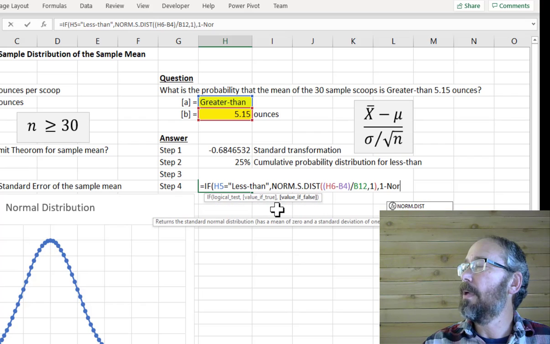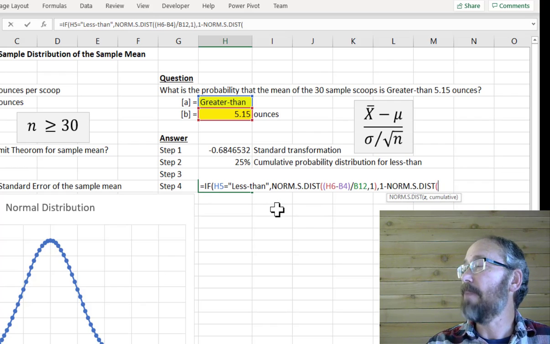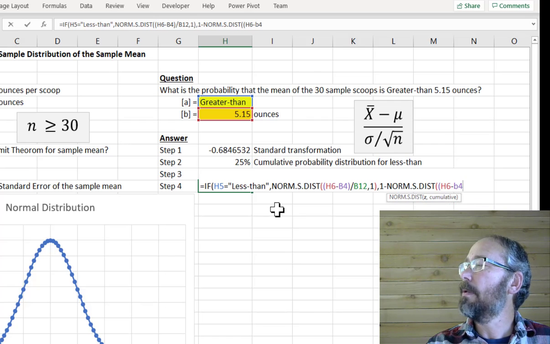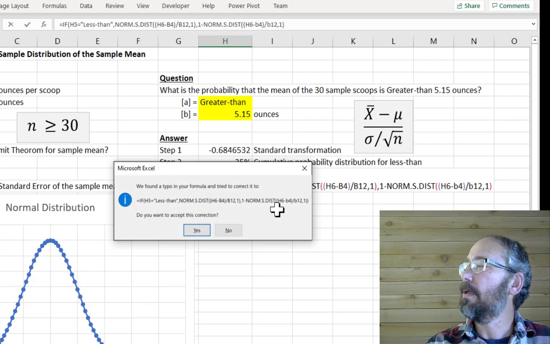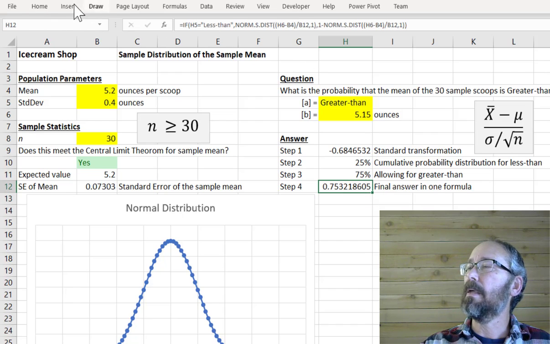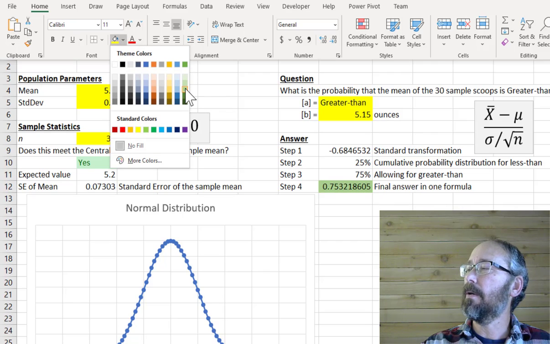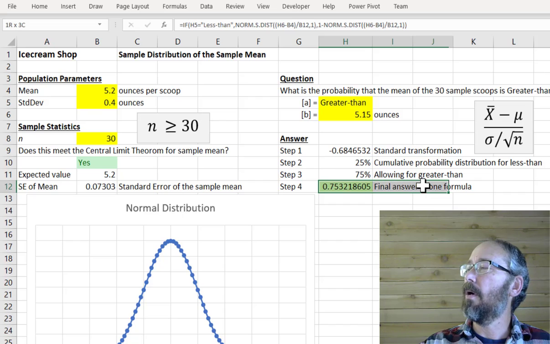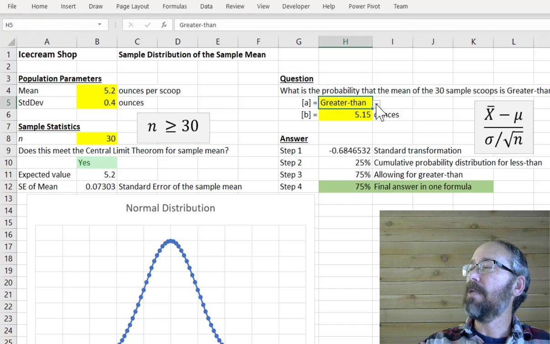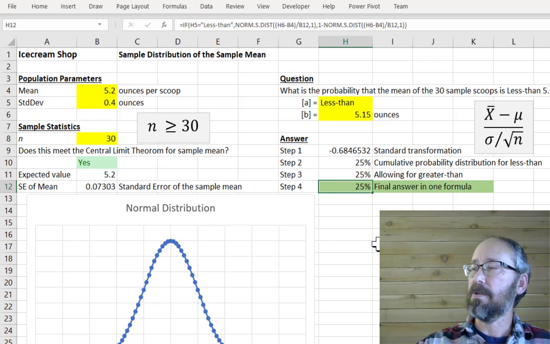that same NORM.S.DIST. Okay, and so now it's going to be the same thing, right? H6, let's make sure we have our parentheses, minus the B4 divided by B12, and we want cumulative. So in theory, oh, I've forgotten a closing parenthesis, and it kindly puts it in there for me. Let's set this to my answer color here. In fact, let's just set all of this right here to my answer color. And we want this to be a percentage. So now when I change this to less than, notice that that changes as well. And so we can play around with this.